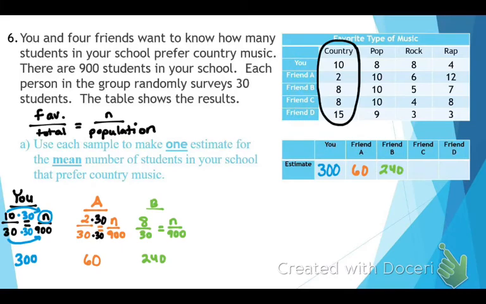What do you recognize about friend C? It's the same thing as friend B. There is no need to do all of that work. You're just going to say same as B, and over there, put 240 in the box.